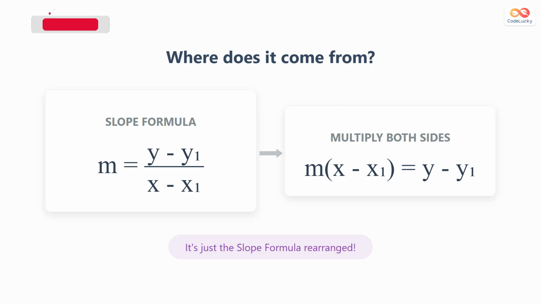You might wonder where this formula comes from. It is actually just a rearranged version of the slope formula you probably already know. If you take the slope formula equal to rise over run and multiply both sides by the denominator, you get the point-slope form directly.